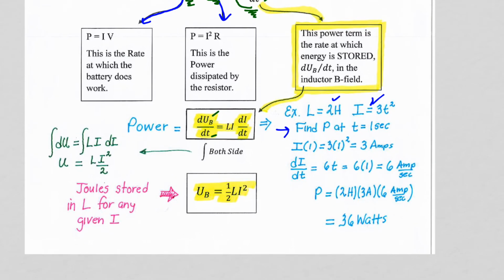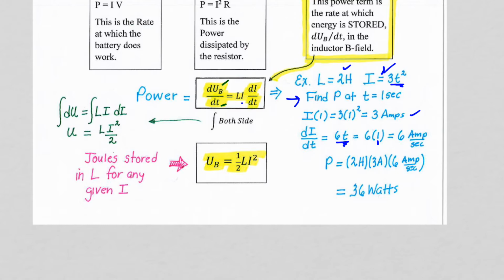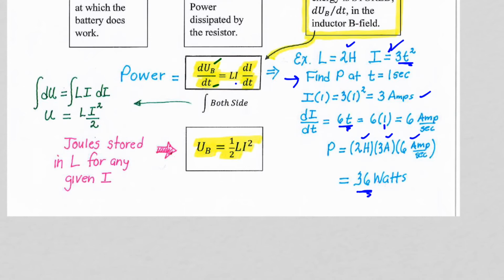Well, we need the I term, so we need t equals 1 second. We get 3 times 1 squared, so we get our 3 amps. For di/dt, now we have to take the derivative, so 3t squared is 6t. Plug in 1 second, 6 amps per second. And now we have all of the terms that we need. So we have our L, 2 Henrys, our current, 3 amps, and our rate of change of current, 6 amps per second. So we get 36 watts of power being delivered to the solenoid, to the B field of the solenoid, at t equals 1 second.